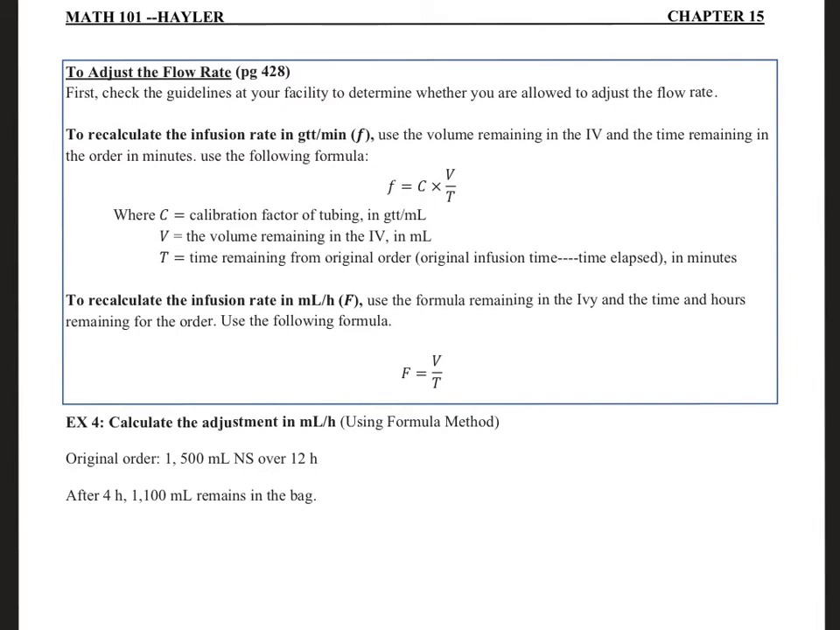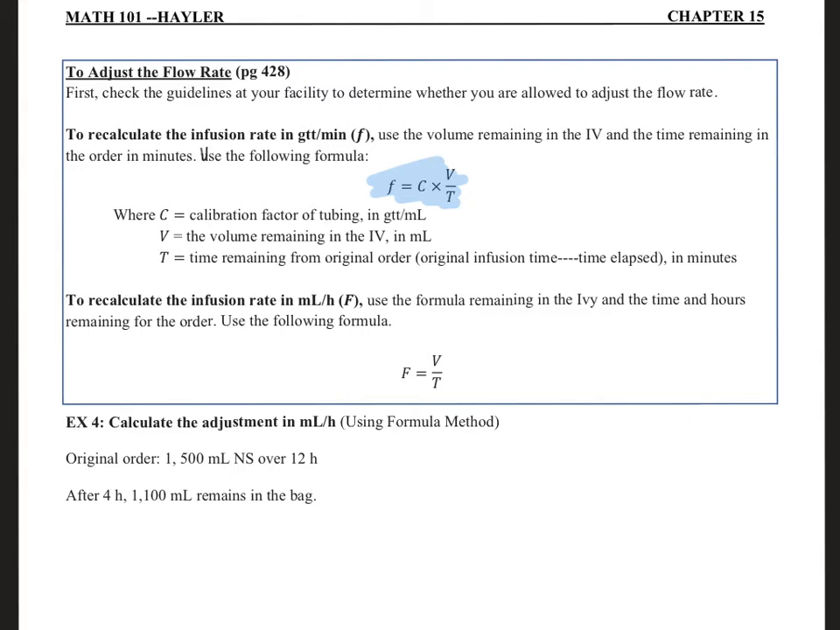To recalculate the infusion rate in GTT per minute, or lowercase f, use the volume remaining in the IV and the time remaining in the order in minutes. Use the following formula. That should be a capital U. All right, another formula. Actually, let me do blue. The other ones are in other colors. Let's do blue. Where C is the calibration factor of tubing, we already know those units. V is the volume remaining in the IV, once again in milliliters. T is the time remaining from the original order, in minutes this time, interestingly.